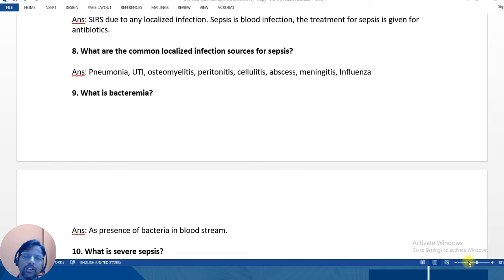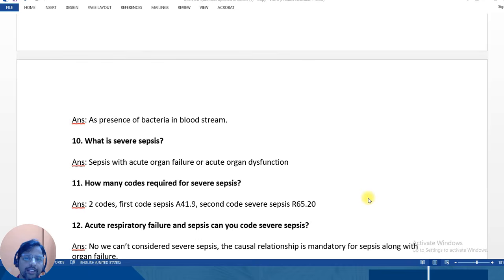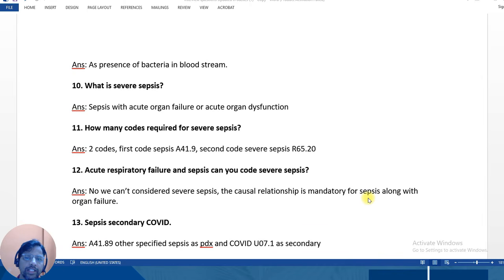So, if you observe this, these all conditions are mostly inflammations. So, the underlying cause for sepsis is most of the time inflammation. Next one, what is bacteremia? The presence of bacteria in the bloodstream is called bacteremia. Simple. So, what is severe sepsis? Sepsis with acute organ failure or acute organ dysfunction is called severe sepsis.